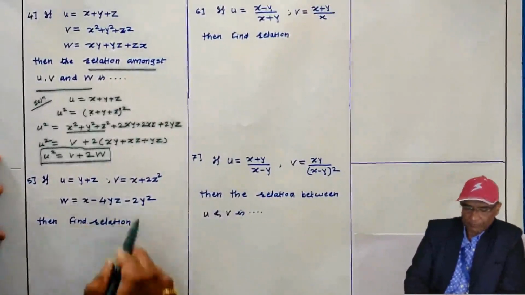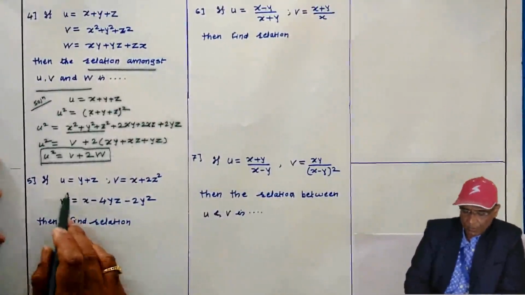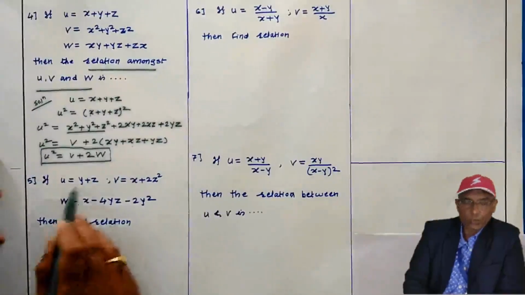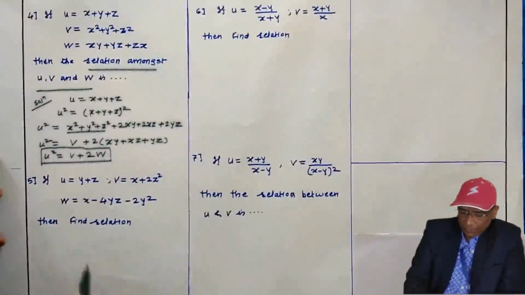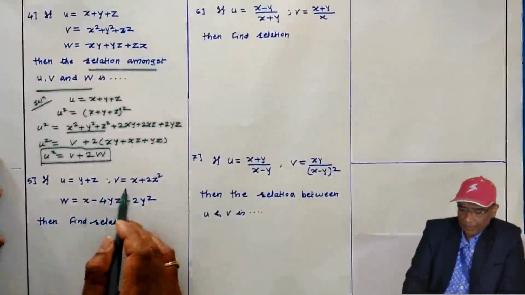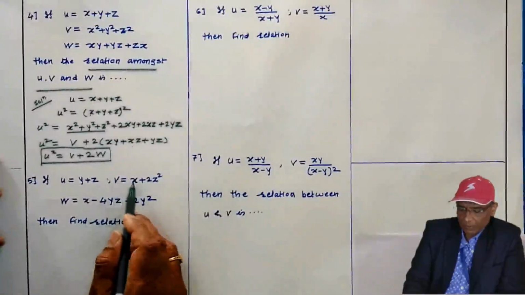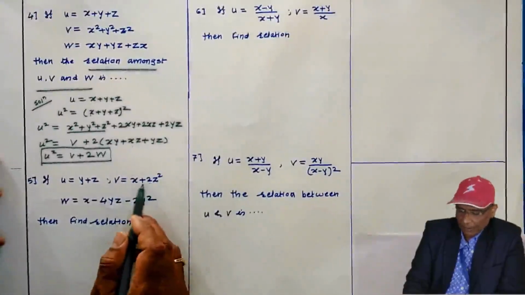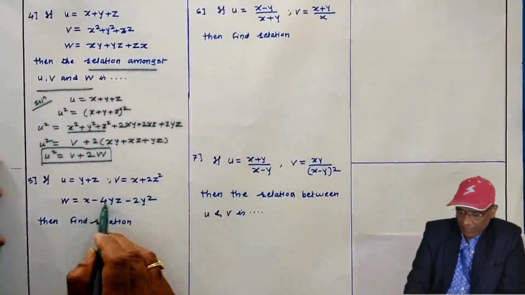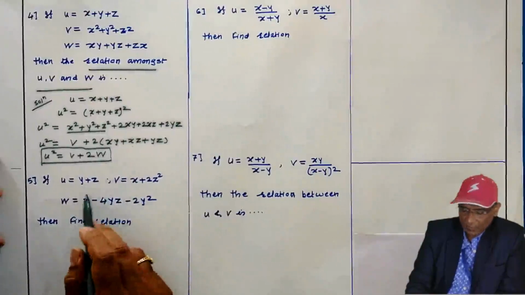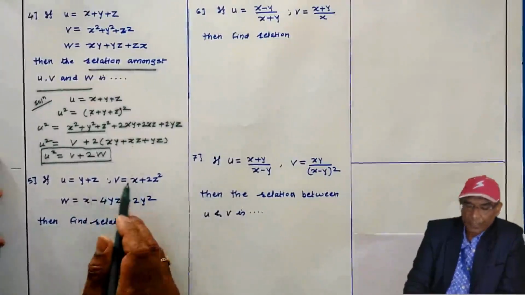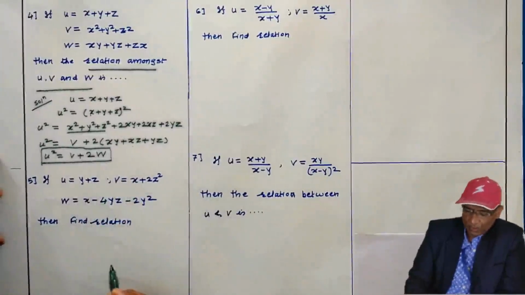Now the same problem, this one. u, v, w are given. Find the relation amongst u, v, w. If you look at it very carefully again, this is the term on the right hand side, 2z square is there like this. We are going to solve these three equations and remove x, y, z. You can use your own way for the removal.